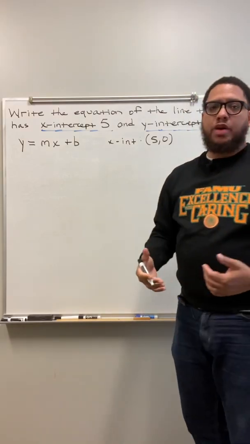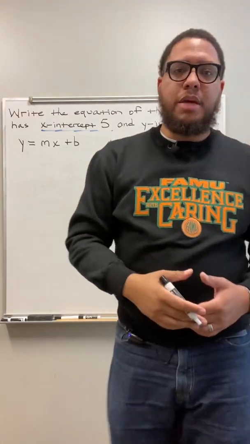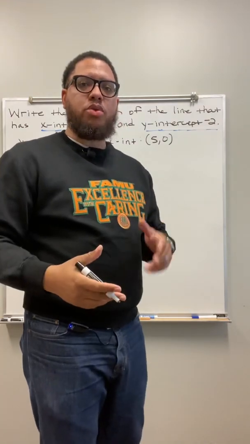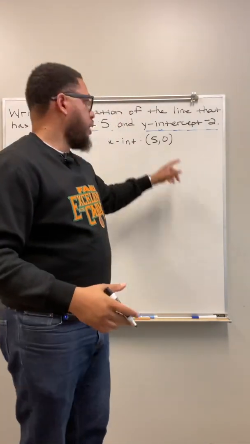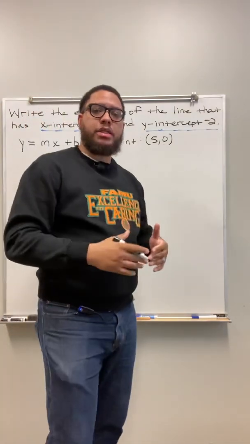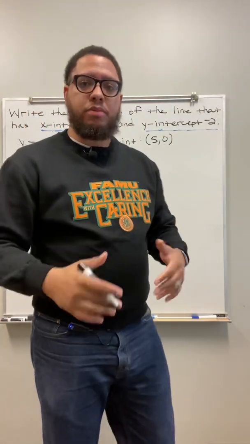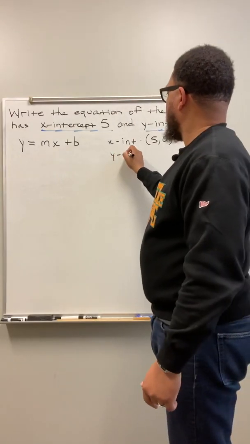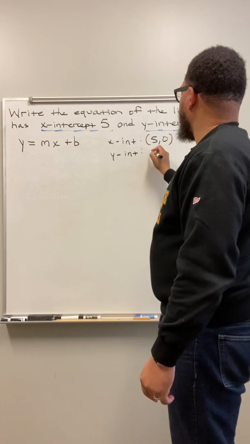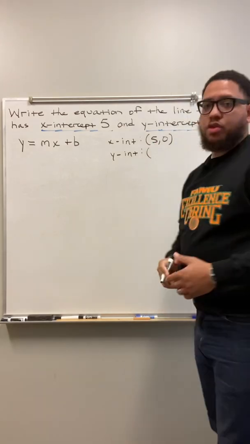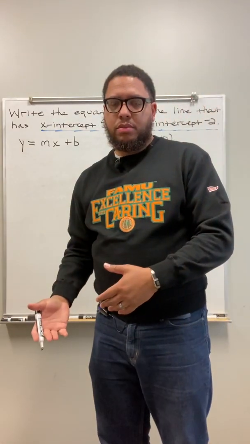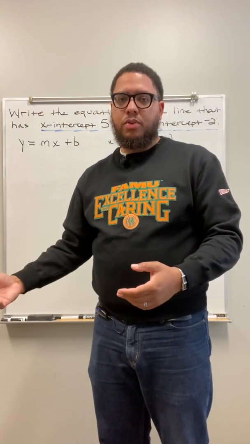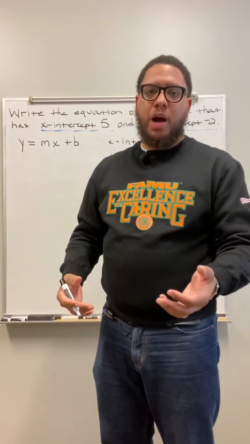Another way to define the x-intercept is this. The x-intercept is the value of x when y is 0. So whenever you have an x-intercept, you automatically know what your y value is. It's going to be 0. So the x-intercept is the value of x when y is 0. All right. Now, the y-intercept over here. The y-intercept is the value of y when x is 0. So you see how it flips? The x-intercept is the value of x when y is 0. The y-intercept is the value of y when x is 0.